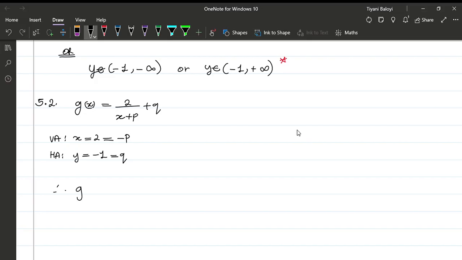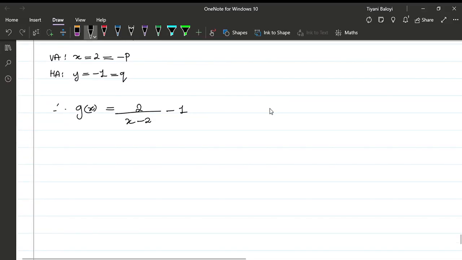g of x is equal to, so this minus p means that p is equal to -2, right? So you have 2 over x minus 2, minus 1. So that's your equation of g. That's your function, that's your answer.